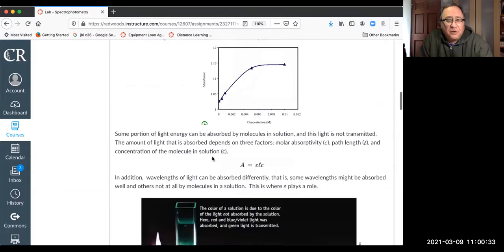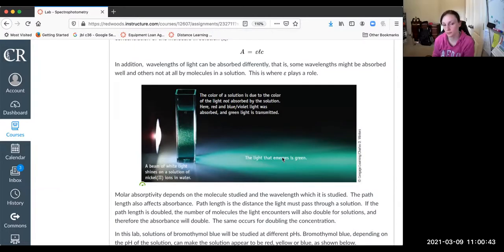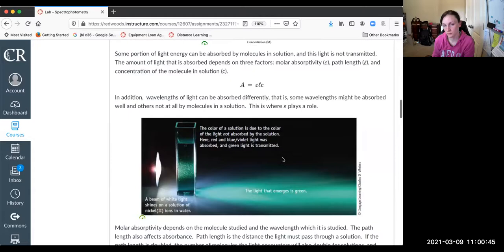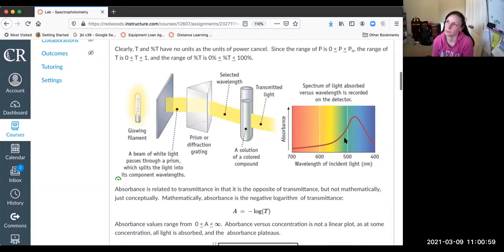Okay, so here's some more stuff here. And this shows you light being shined through a cuvette. And you see how the light is green? So if we go back up to our spectrum up here, can you imagine that the peak is probably going to be high in the blue area, high in the yellow area, and the red area, but low in the green area? Fair enough? Okay.